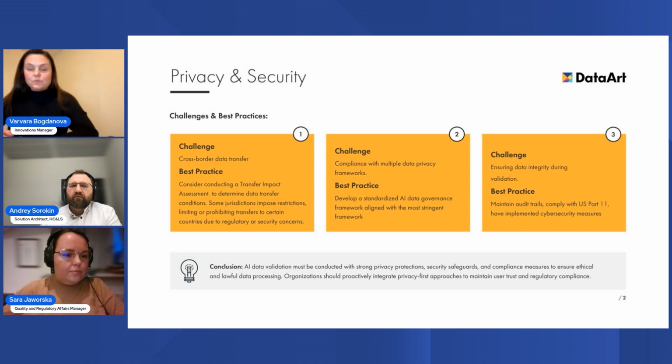Perfect, Sarah. Thank you for talking about data protection, data privacy protection. Let's stay with you for a while and talk about, in general, the approach of the regulatory bodies such as FDA and the European Commission towards AI in medical devices and its validation. What's the current state?